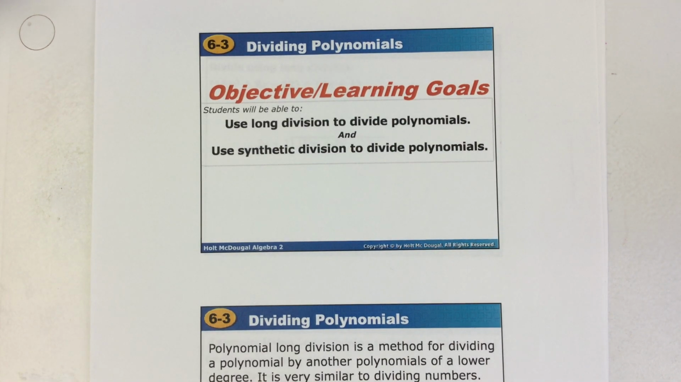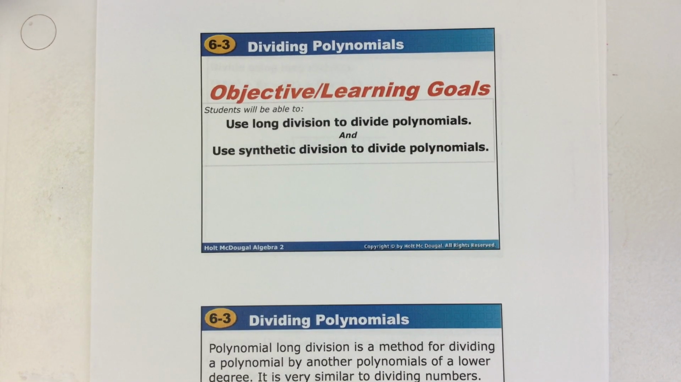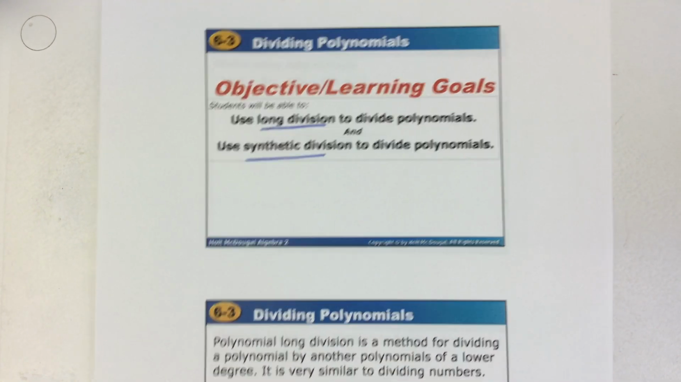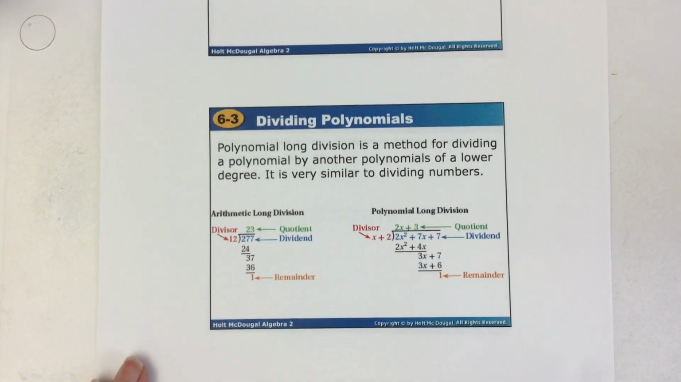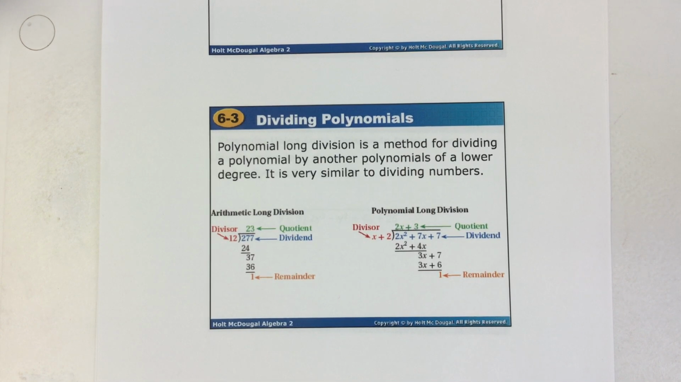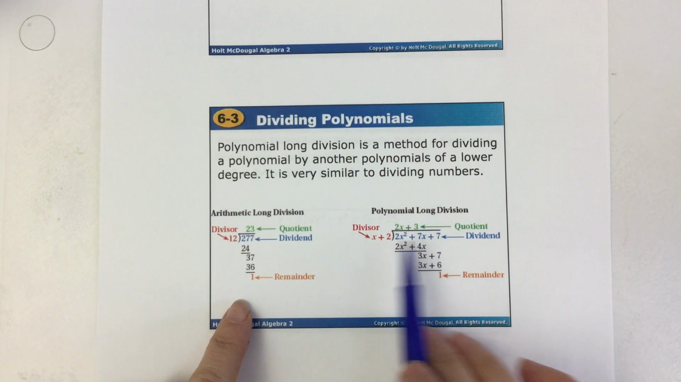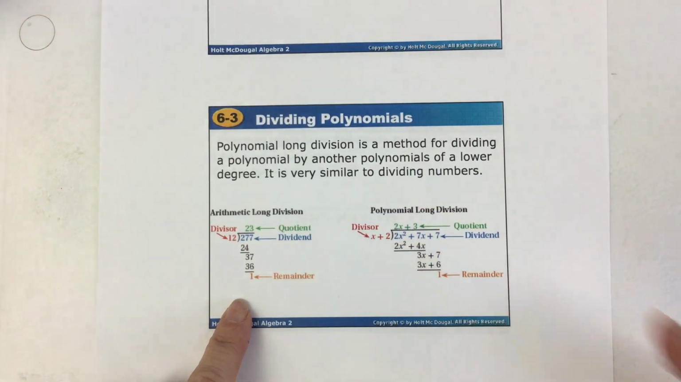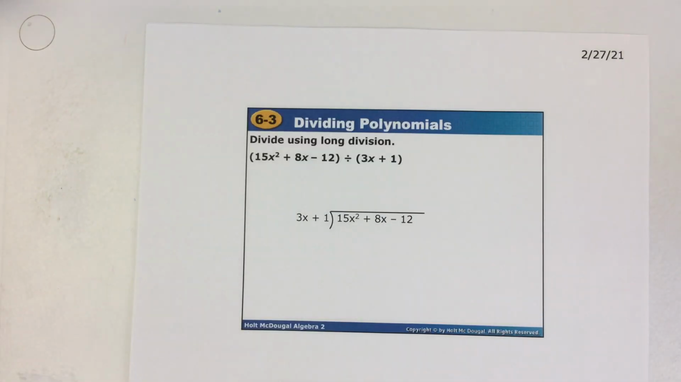There are actually two methods for dividing polynomials. One method is called long division, which we will look at today. And then as we move forward in the section, we will look at something called synthetic division. Now, polynomial long division is a method for dividing a polynomial by another polynomial. And it's very similar to how you divided numbers using long division back when you were in elementary school. Let's go ahead and try a few, okay?